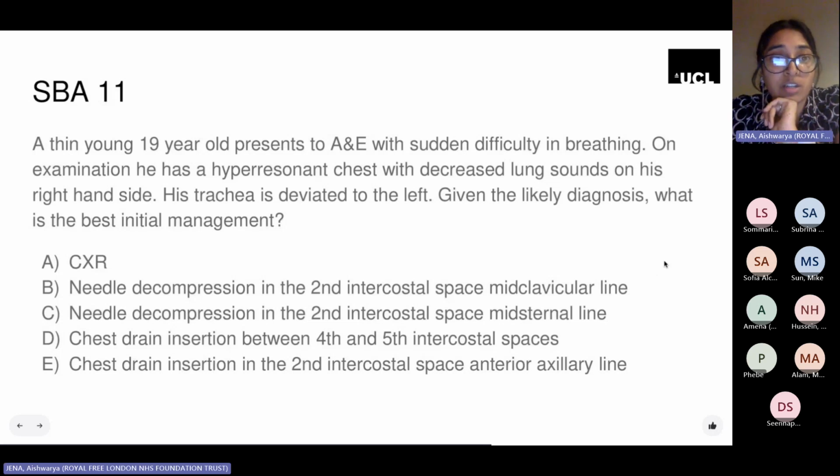So, thin, young, 19-year-old presents to A&E with sudden difficulty in breathing. On examination, he has hyperresonant chest with decreased lung sounds on his right-hand side. His trachea is deviated to the left. Given the likely diagnosis, what is the best initial management?